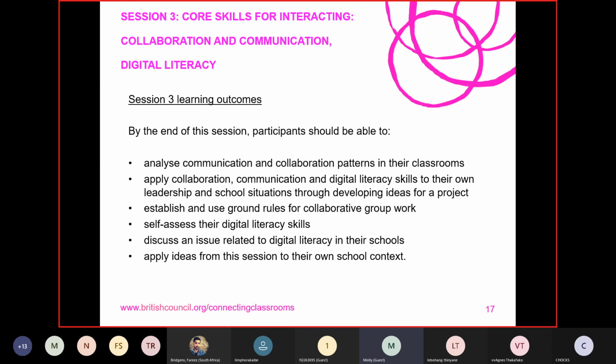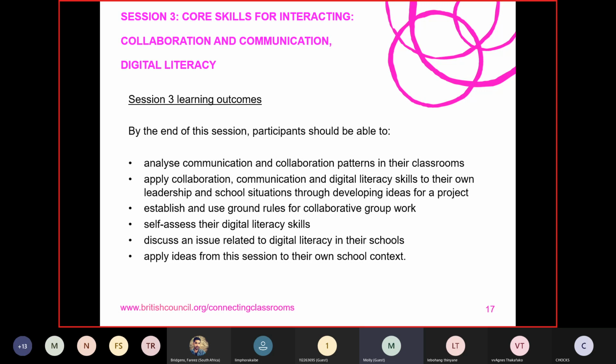It's all about applying the ideas from this session in your own school context. So what is it that I'm learning and how can I apply it at school? So I want that to be right at the top of our minds. So look at these outcomes now.